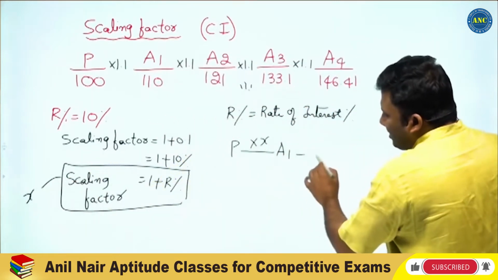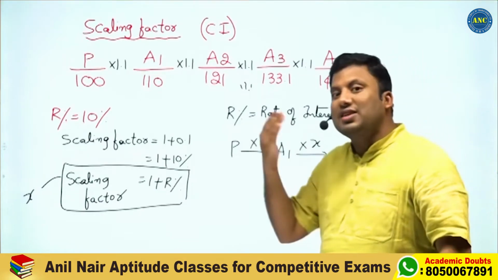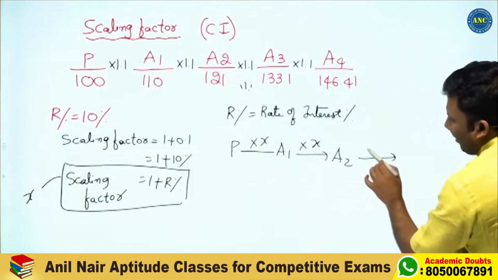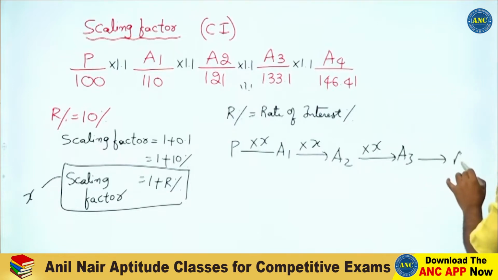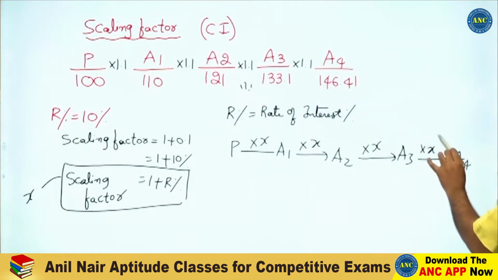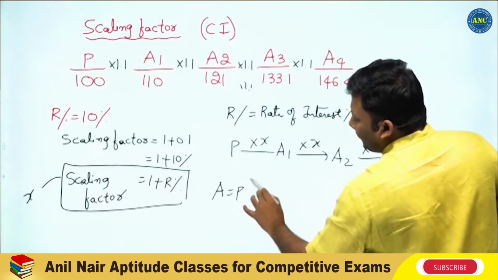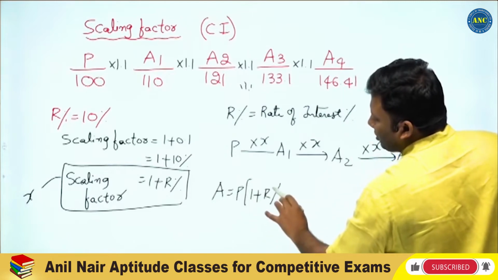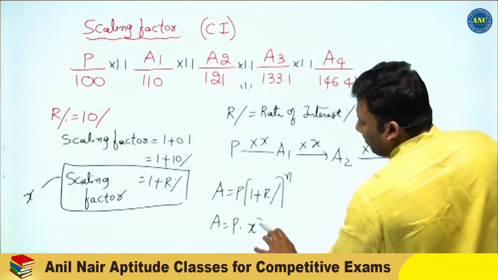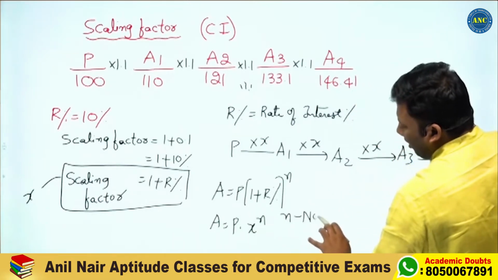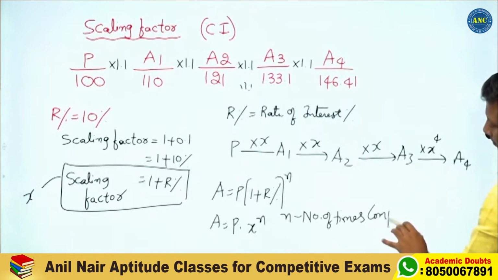Suppose I want for second year, I will multiply by X into X, X square. If it is third year, I will multiply by X cube. If it is fourth year, I will multiply by X power 4. In simple mathematical language, amount is given by P into 1 plus R percentage power N. So amount is equivalent to P into X power N. N is the number of times compounding is done.